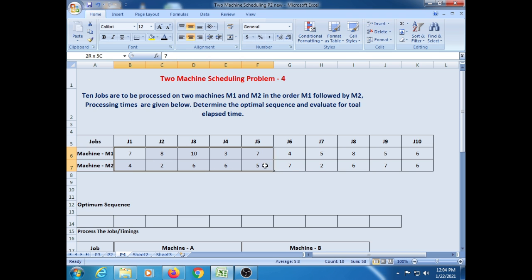After identifying the smallest processing times, we have 2 processing times here, the same 2 processing times we have here, so job 2 and job 7. So in the optimum sequence, at the end of the optimum sequence, which job do I have to place? For that, we have to consider the corresponding processing time here.